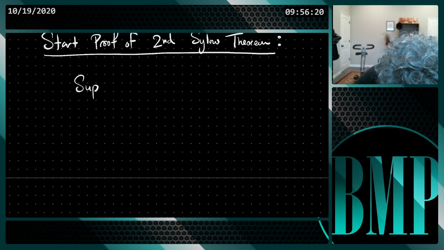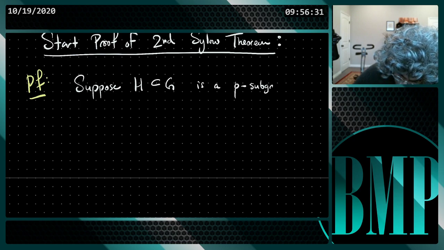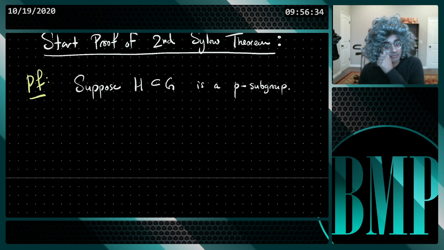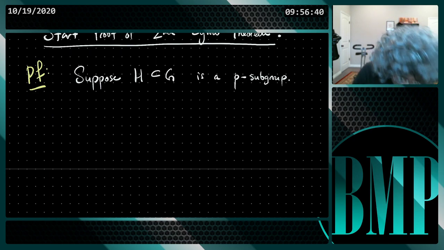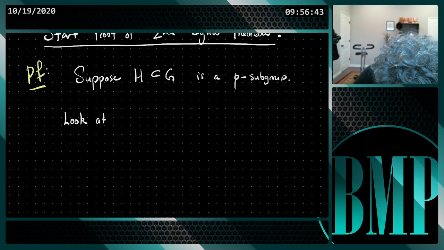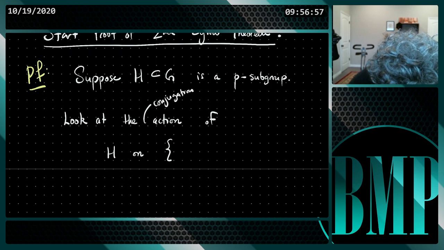Suppose we have this subgroup H, so its order is some power of the prime p. Let's look at the action, the conjugation action, of H on the set C.